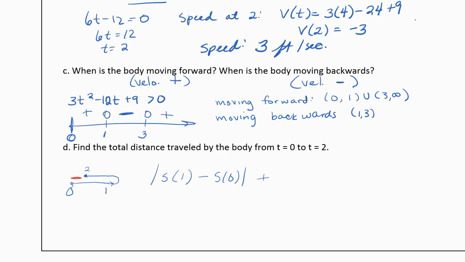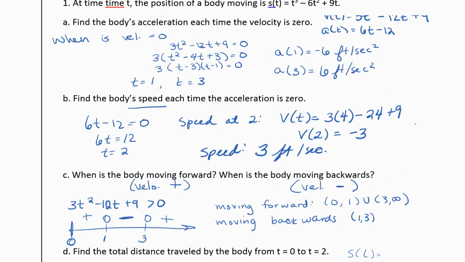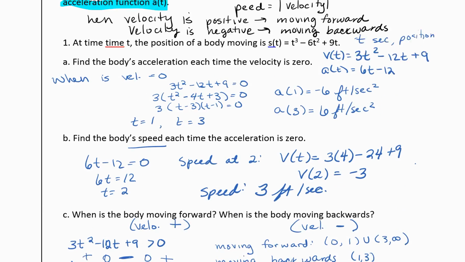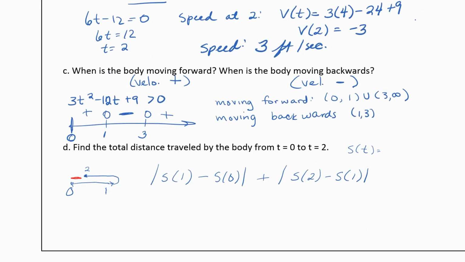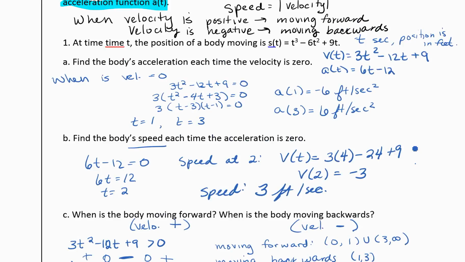Then we need to take how far we've gone from 1 to 2. So we're going to take the absolute value of s of 2 minus s of 1. So remember our original function, the position, is t cubed minus 6t squared, I think, plus 9t.